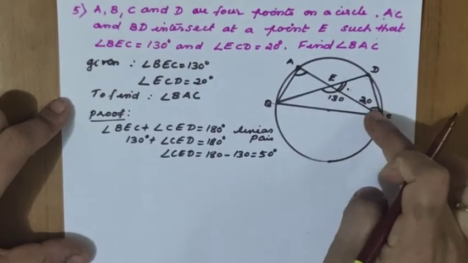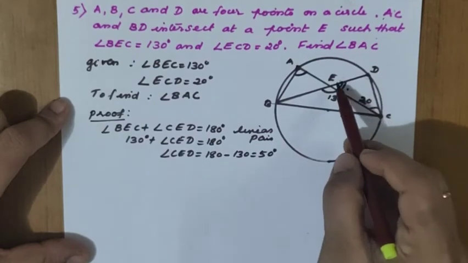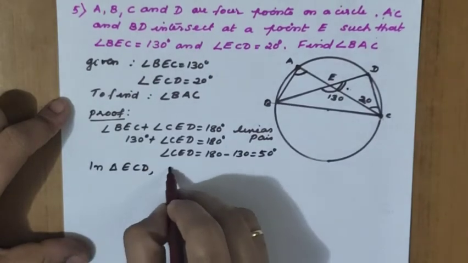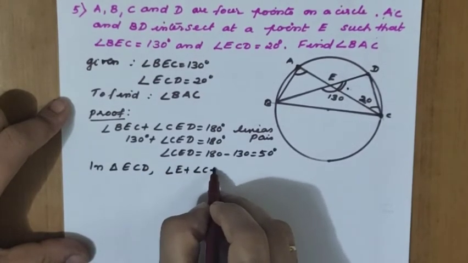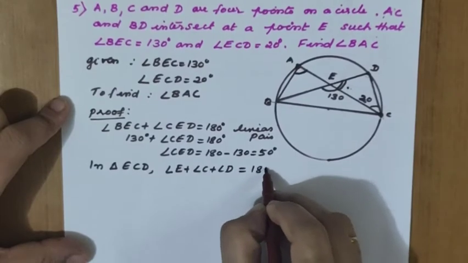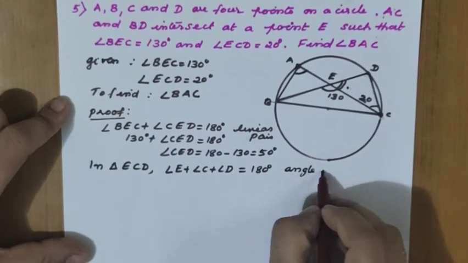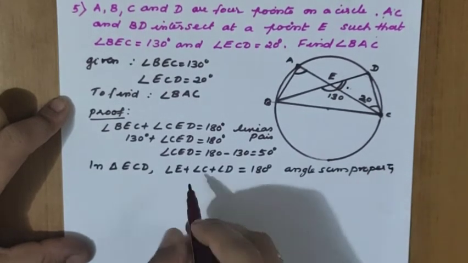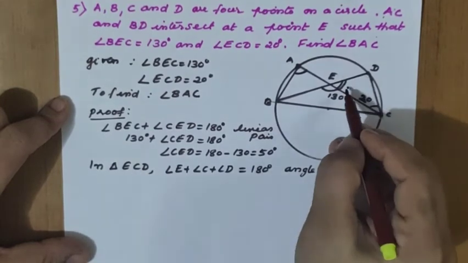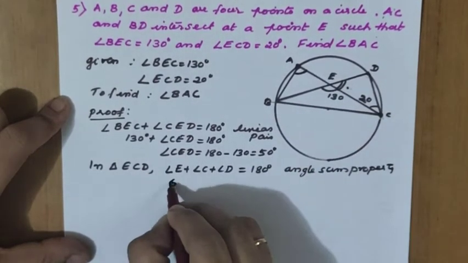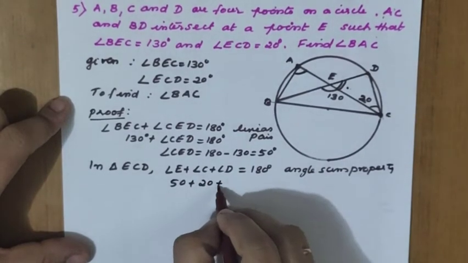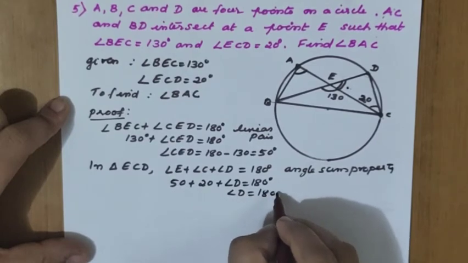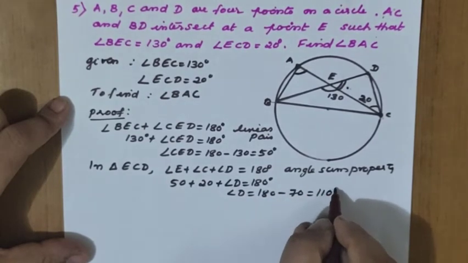Now here 50 and here 20. So it is in which triangle? Triangle ECD. So in triangle ECD, what can we write? Angle E plus angle C plus angle D equal to 180 degrees by angle sum property. So in triangle ECD, angle E, which we calculated, is 50 degrees. Angle C is already given as 20. So angle D we have to calculate. So angle D is equal to 180 minus 70, which is equal to 110 degrees.